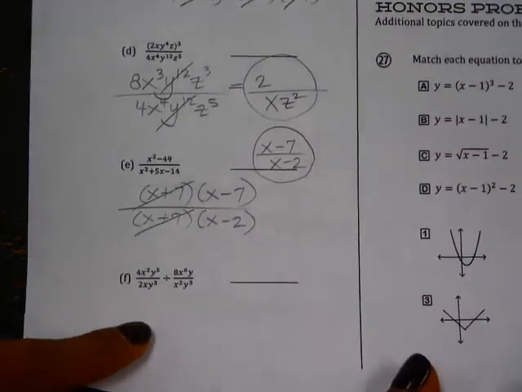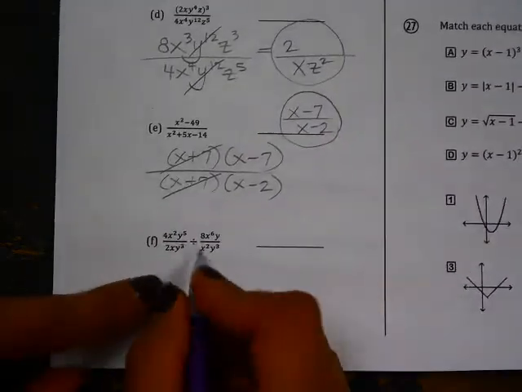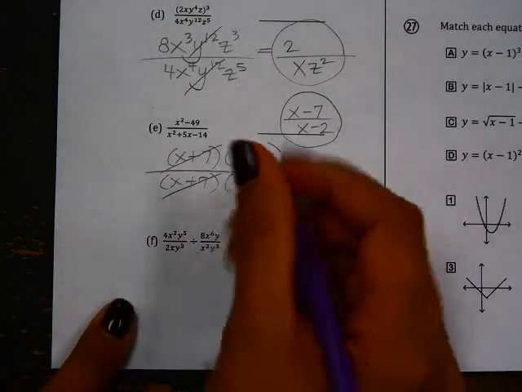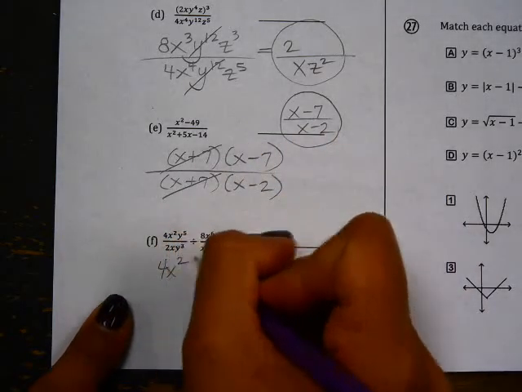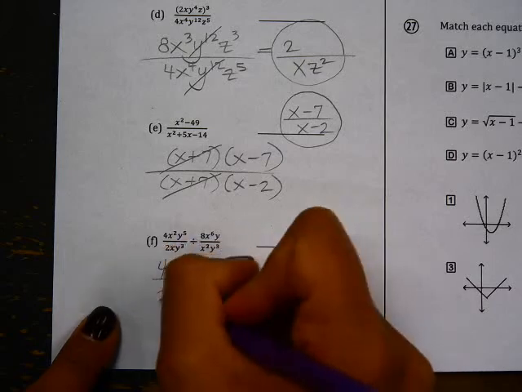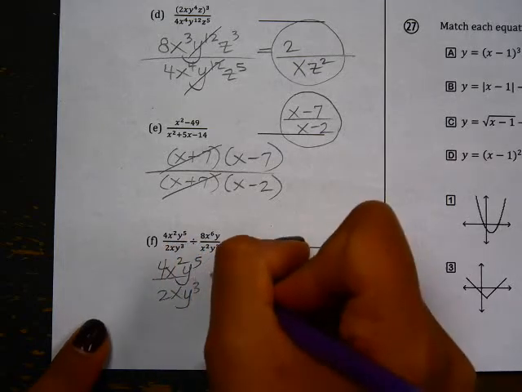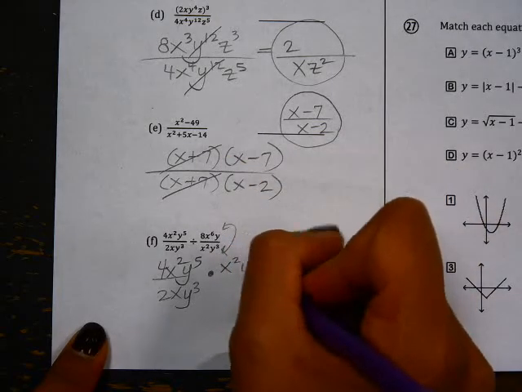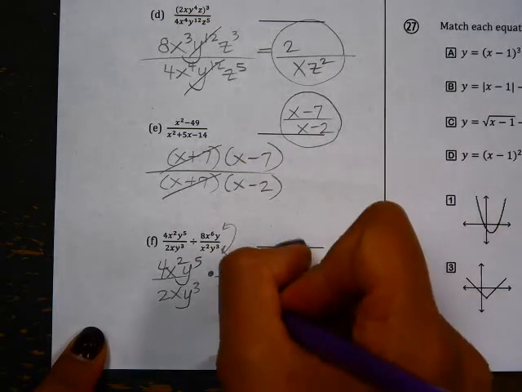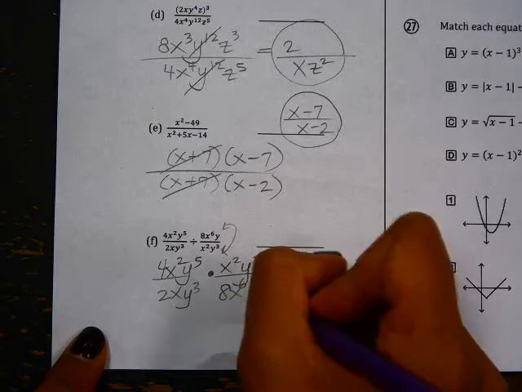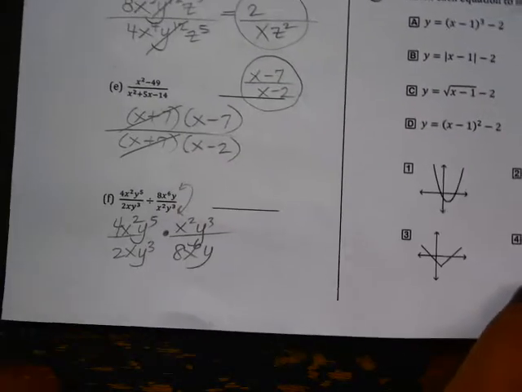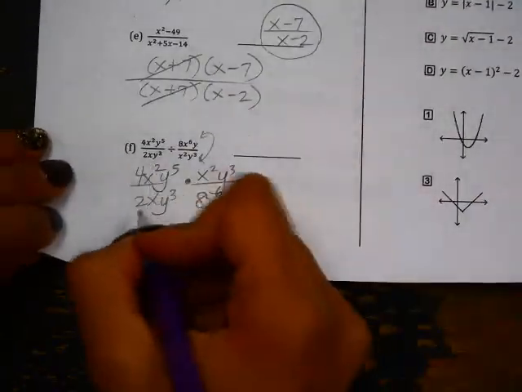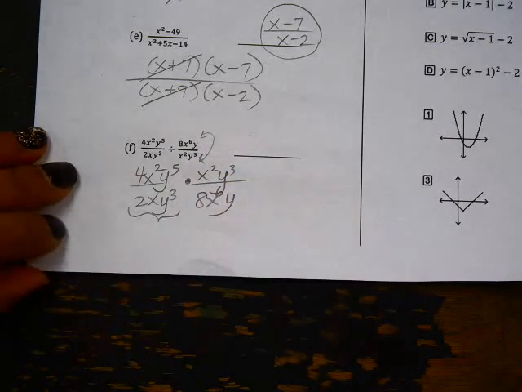Alright, our last rational expression that we need to simplify here is a division problem. I'm going to rewrite it as a multiplication problem. So the first fraction stays the same, but I'm going to multiply by the reciprocal of this fraction. So the denominator comes to the numerator, and the numerator comes to the denominator. So we need to simplify these fractions. I'm going to simplify the first fraction here.